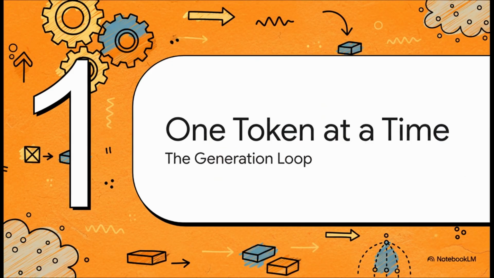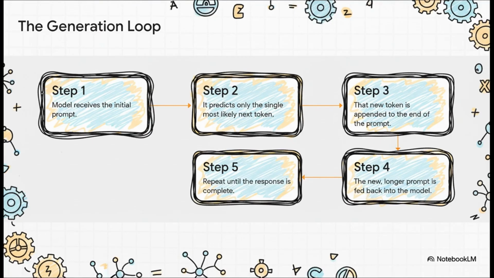All right, first things first, we gotta bust a big myth. These models do not write the whole response at once. Not even close. What it actually does is work in a loop, one word at a time. Seriously, it takes your prompt, and its only job is to predict the single most likely next piece of a word, which we call a token.